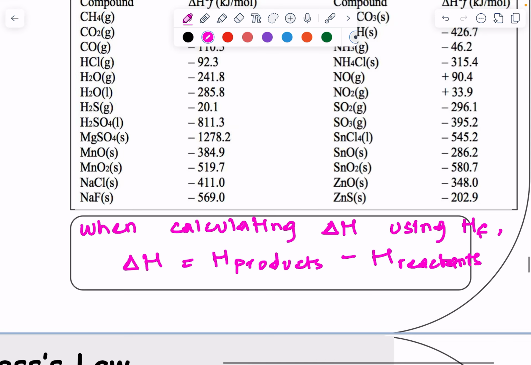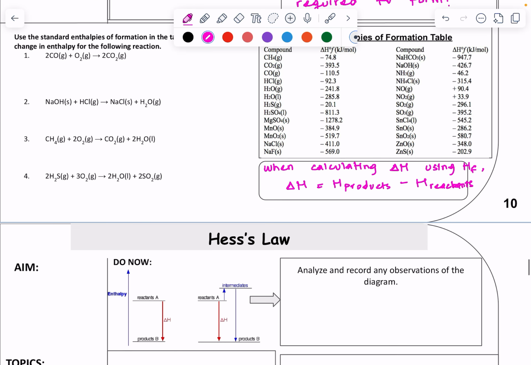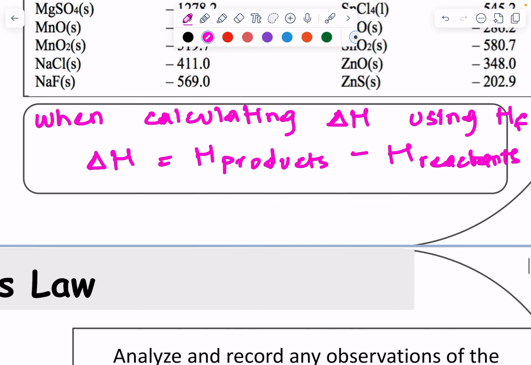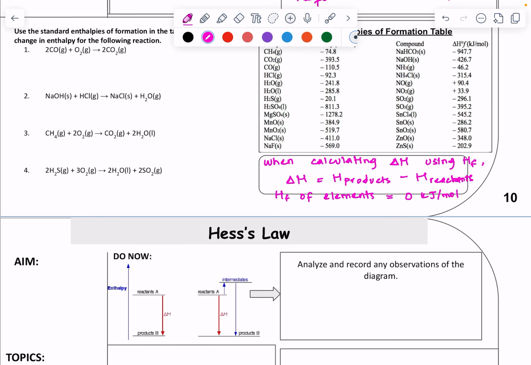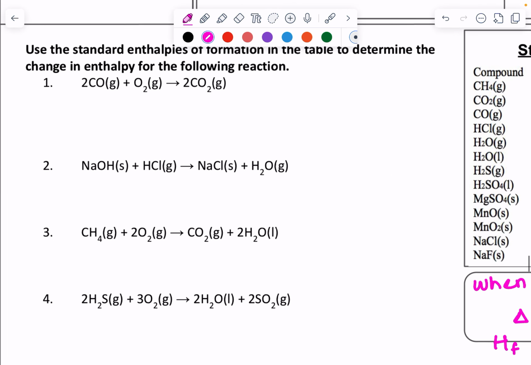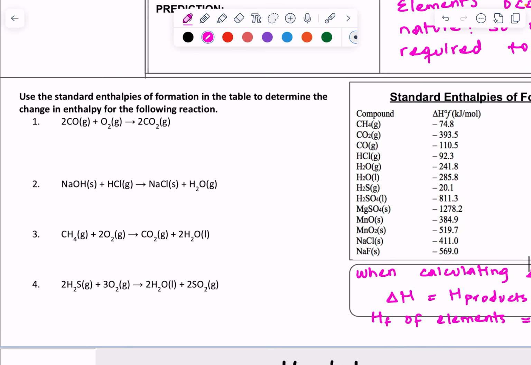And please don't forget that if we have any element, then their enthalpy is going to be 0. So heat of formation of elements is always going to be equal to 0 kilojoules per mole. So let's do that for the first one, and then I'm going to have you do the rest yourself.